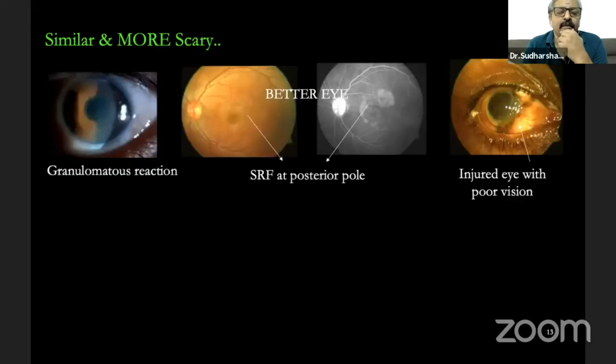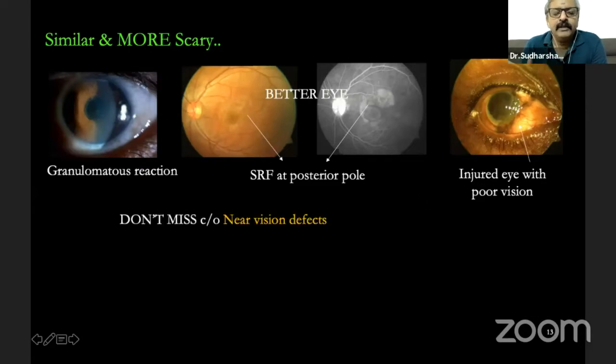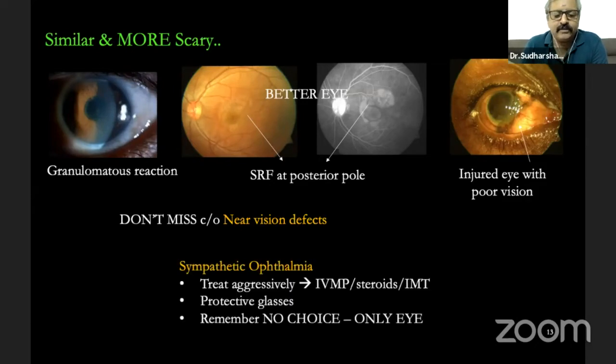Some similar condition and more scary one is the sympathetic ophthalmia, which can also present with granulomatous reaction. The posterior segment presentation is almost very similar. You will have subtle subretinal fluid at the posterior pole. The other eye being injured is the giveaway. Remember that the patient can give complaints of near vision defects in these patients. And once you find subretinal fluid at the posterior pole, this is the only eye of the patient.